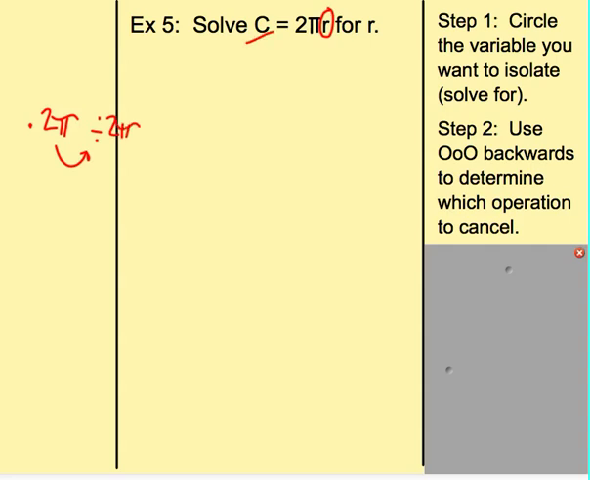So I'm going to divide both sides of the equal sign by 2 pi. Why did I divide by 2 pi? To cancel my 2 pi in the numerator. So on the right-hand side, I get it to simplify to r. And on the left-hand side, I have c divided by 2 pi. Done.